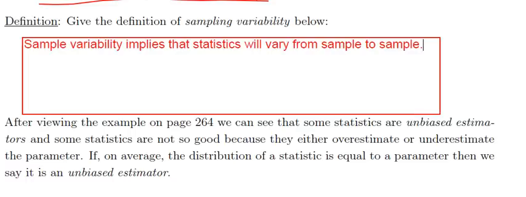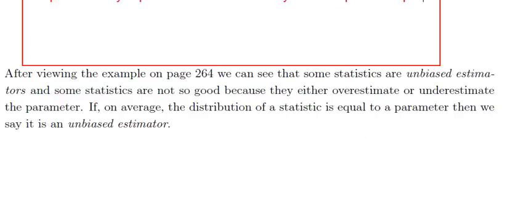It just means that if your neighbor went out and took a sample of students' GPAs and you took a different random sample, you'd have two different numbers, although they'd probably be fairly close to each other.